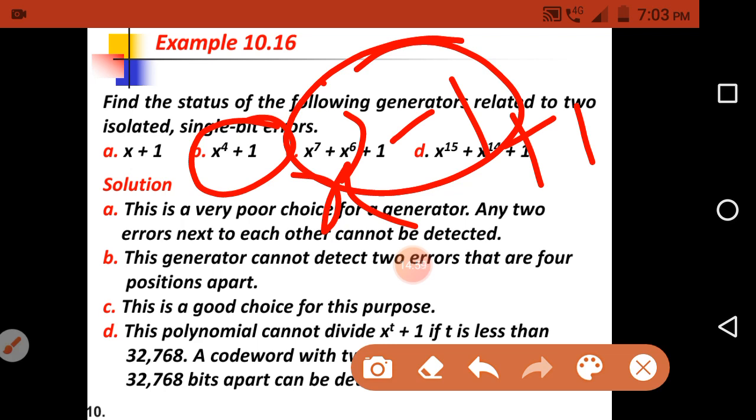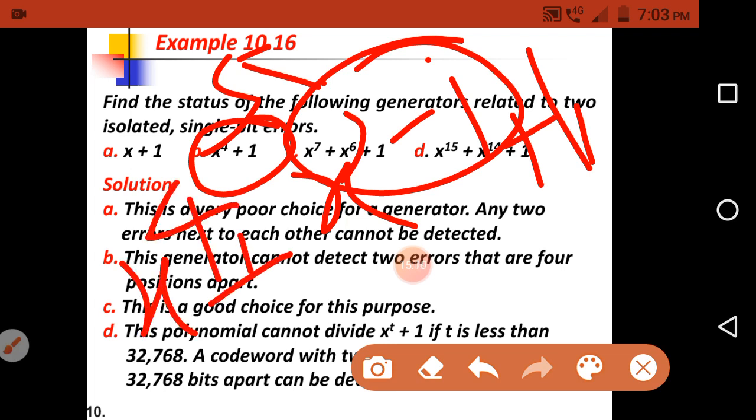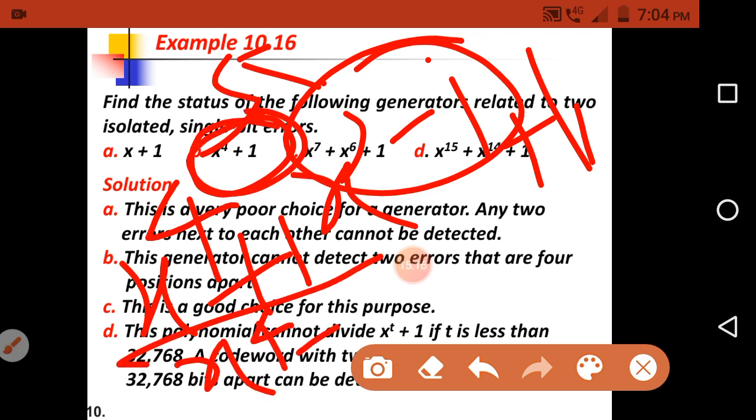For example, take one error present at the first position, that is the i value. Another error is present at the fifth position, that is the j value. What is the equation of the error then? x raised to 4 plus 1. So what is the generator given here? x raised to 4 plus 1.